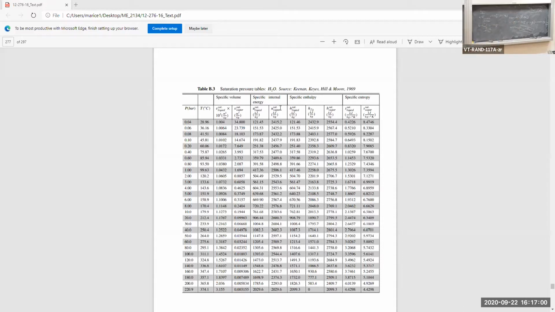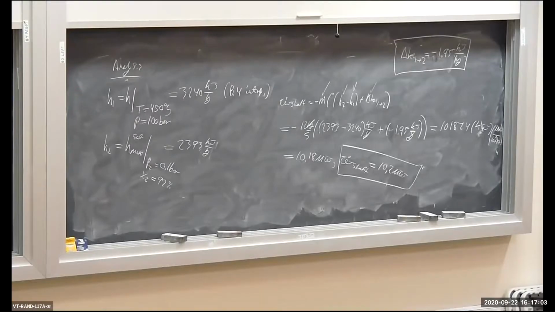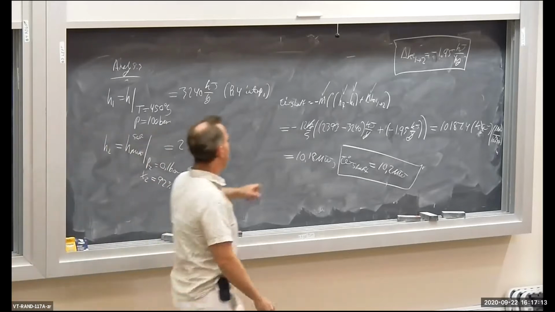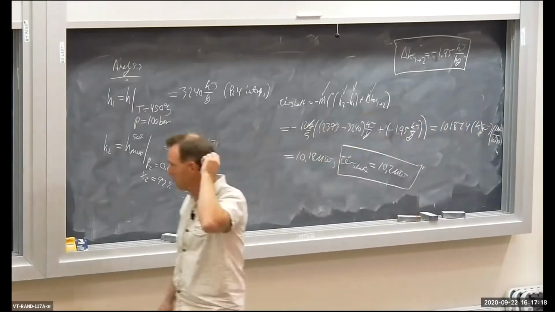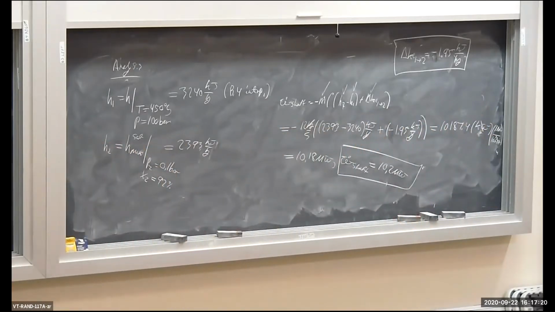Oh, shoot. Okay, well, at least you could see part of the screen. All I did is plug in the specific enthalpies and crank it out. Again, the negative sign on the delta KE: kinetic energy falls as you go from the inlet to the outlet. So I forgot the negative sign there. 10.2 megawatts. That's a lot of power.